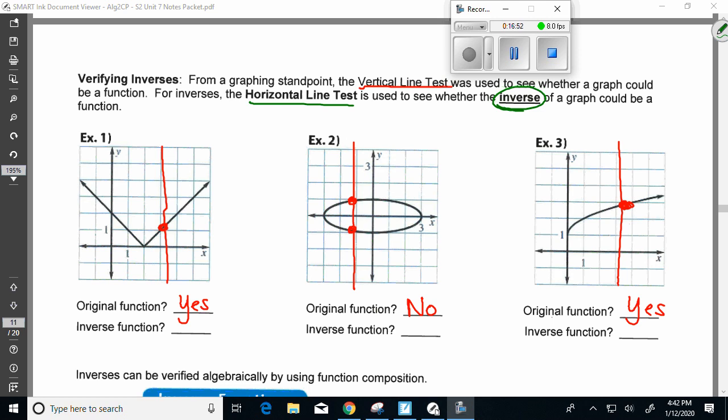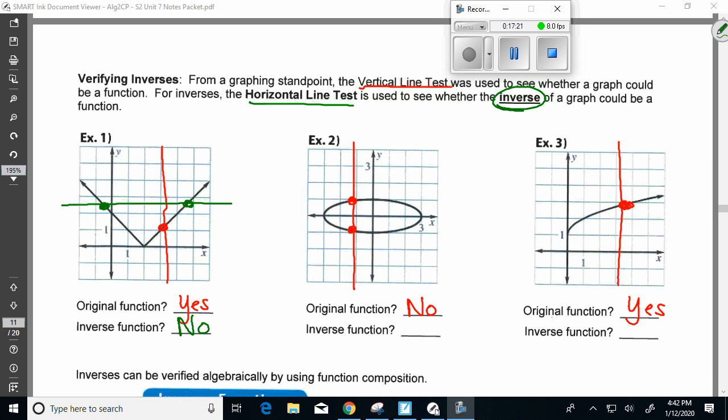So if you look at example 1, if you draw a horizontal line, it touches that graph 2 times. That's a fail. It can't touch it more than once. So the inverse is no. I want you to notice that the original works, but the inverse does not. It can happen like that sometimes.